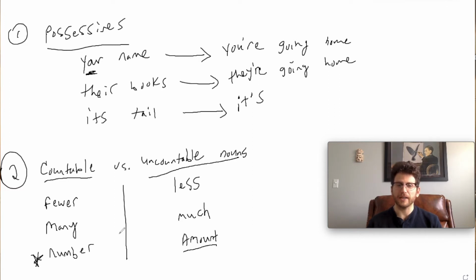Okay, so if I'm talking about reducing calories in my diet, I want to eat fewer calories, not less calories. If I'm talking about the quantity of books I have, I would say I have many books, not much books. But if I was talking about an uncountable quantity, like the love that I had for my dog or my wife or whomever, I would say I have much love for this person. I have much love for my wife. I have much love for my dog. I have much love for my family.